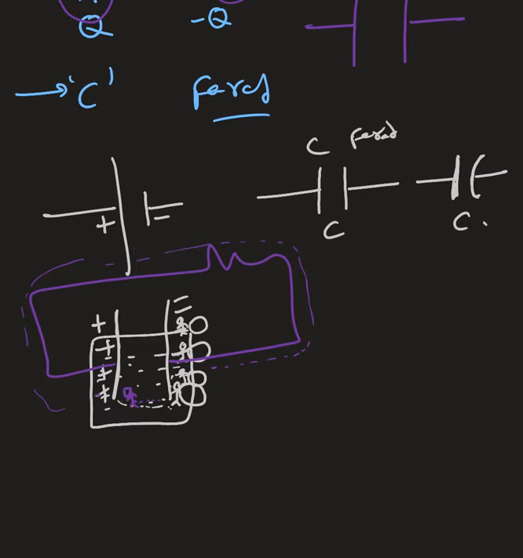So in a battery, this process of pulling the electrons from the positive plate and giving them to the negative plate is called EMF, electromotive force. Forcefully taking electrons from the positive plate and giving them to the negative plate is called EMF, electromotive force.